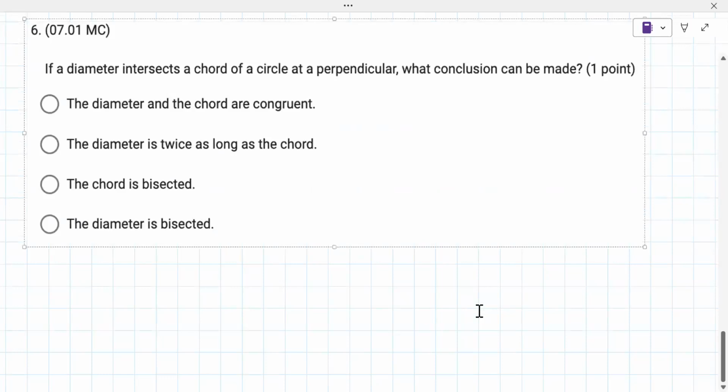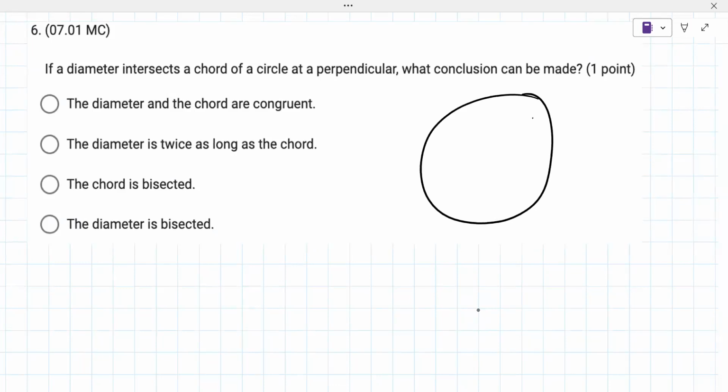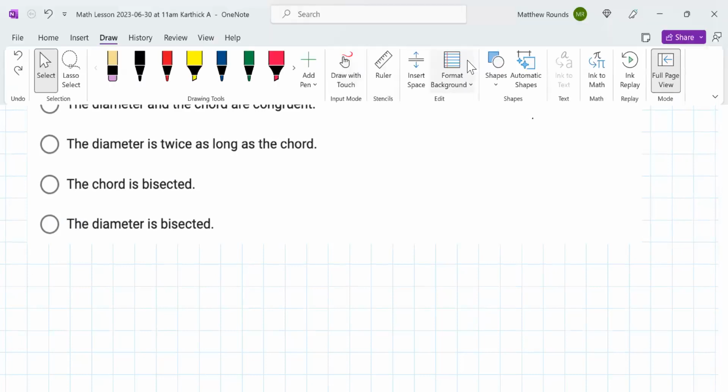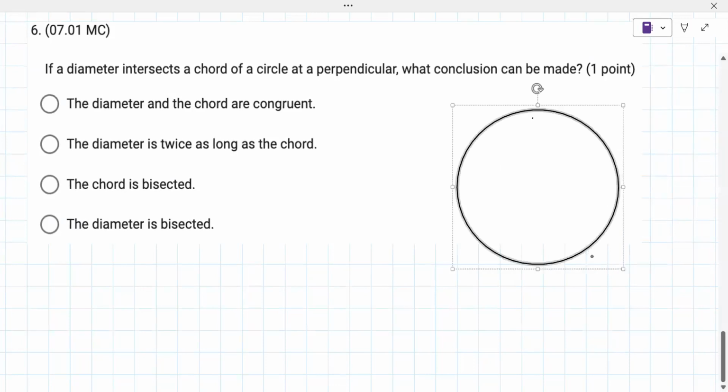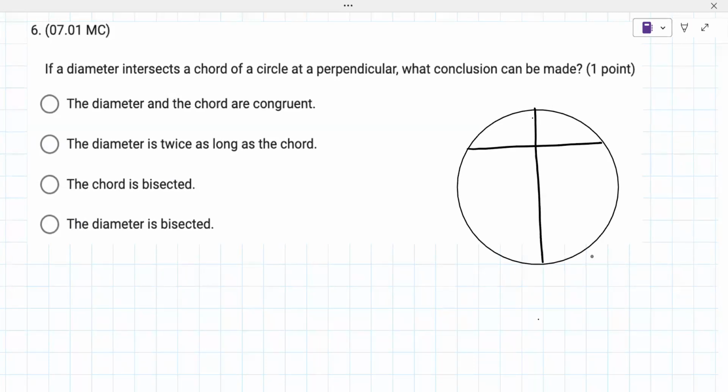If a diameter intersects a chord of a circle at a perpendicular, what conclusion can be made? So we have to actually draw this, and I think that's what's hard here. That's a terrible circle, so let me do a better job of drawing a circle. Sometimes I forget I've got these nice shapes here. There's a nice circle. Now if we draw a chord here, here's a chord, and then here is a diameter. So here's what we know. These are congruent and they meet at a 90-degree angle. So the chord is here, the diameter is here.